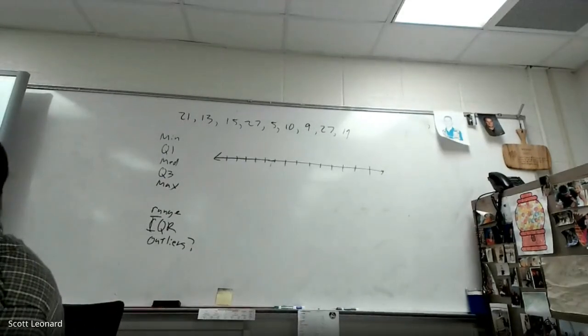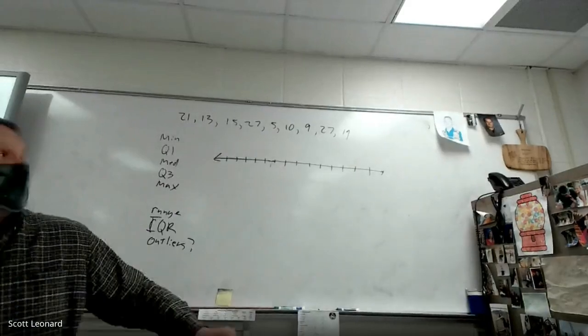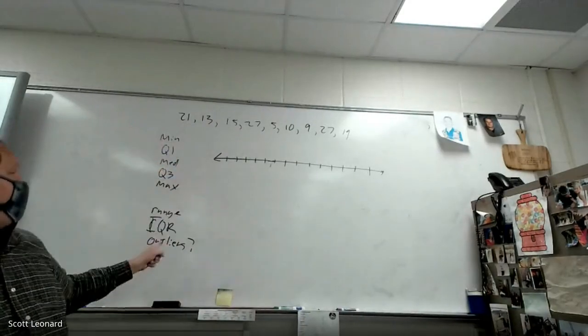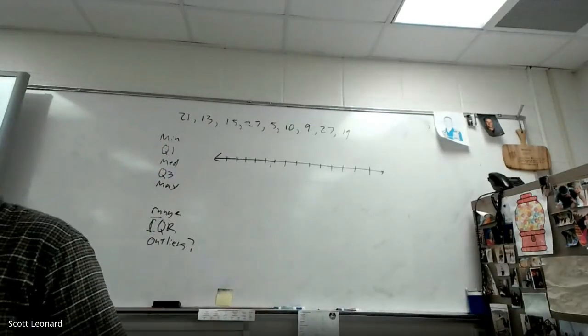Okay, give you guys about 2 more minutes, try and finish up all that stuff. So once again, make the box and whisker, the 5 numbers, range, IQR, and outliers.